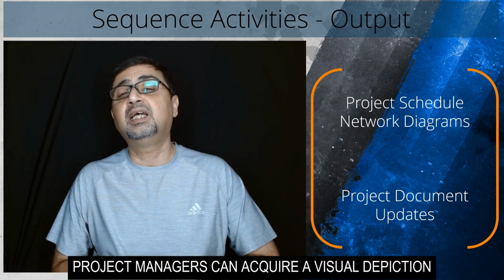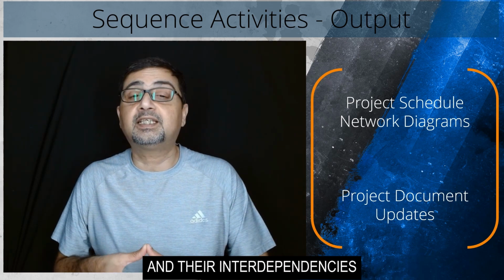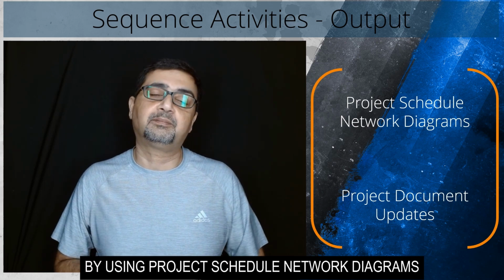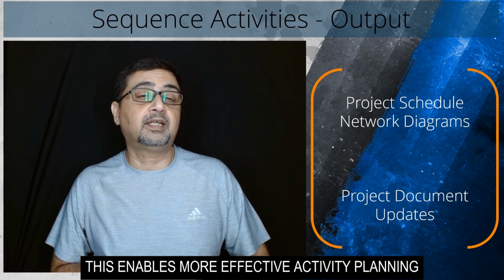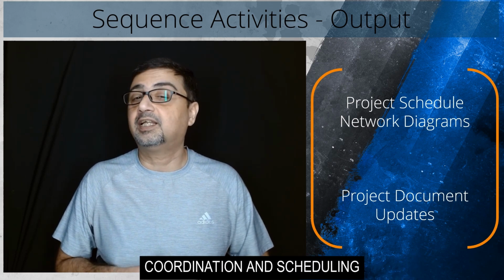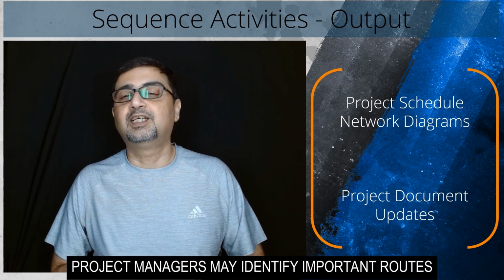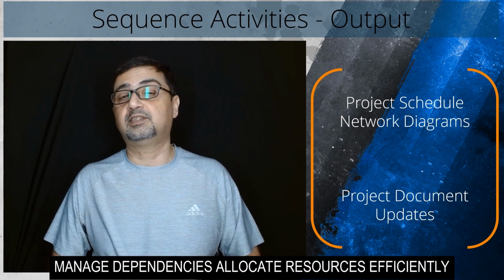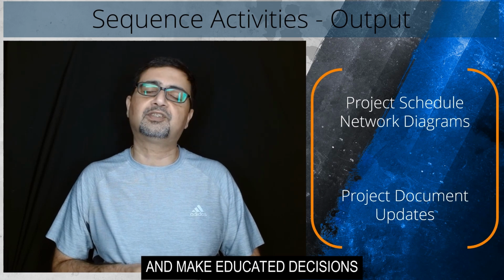Project managers can acquire a visual depiction of the project's activities and their interdependencies by using project schedule network diagrams. This enables more effective activity planning, coordination, and scheduling. To guarantee the project's success, project managers may identify important routes, manage dependencies, allocate resources efficiently, and make educated decisions.